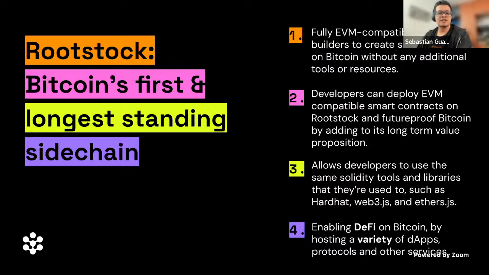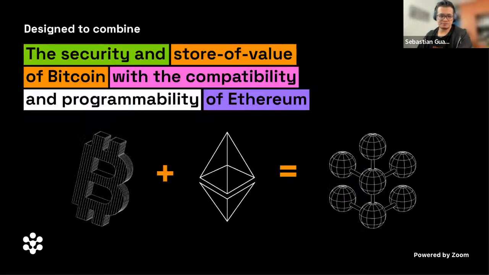As a developer, you can deploy and use any smart contract and use the same tools and libraries that you use normally for other EVM networks, such as Hardhat, Ethers.js, among others. With this approach, we enable the power of DeFi and allow users to create a big variety of apps, protocols, and other services building on Bitcoin. We are designed to combine. So, as I love to say, what a great thing it is to combine the best of both worlds, right? The store of value of Bitcoin and the programmability of Ethereum.